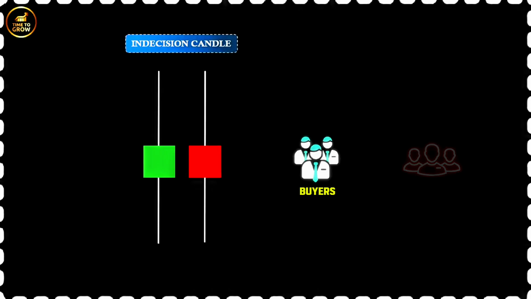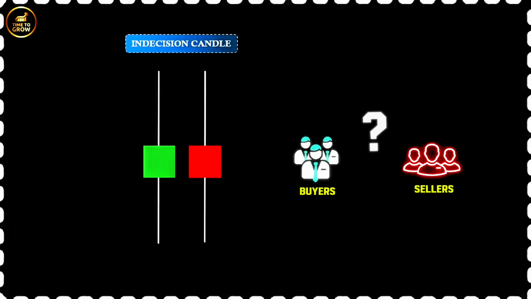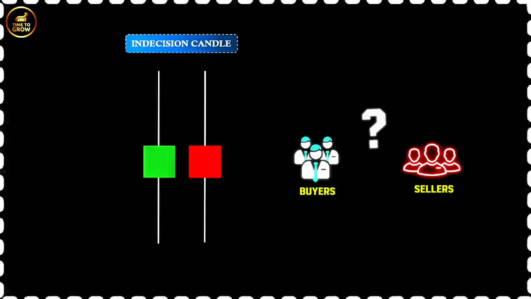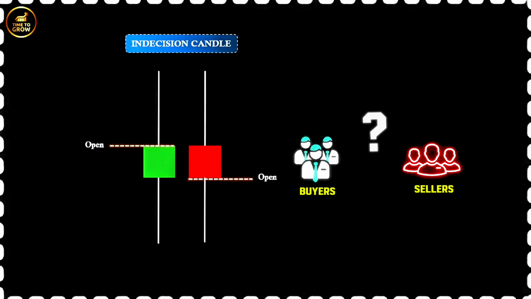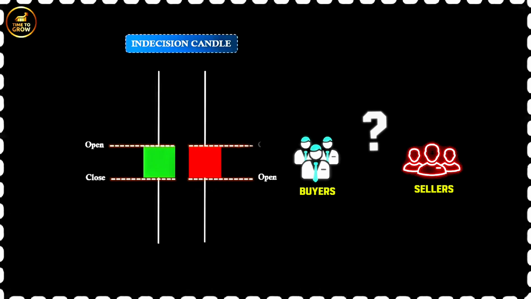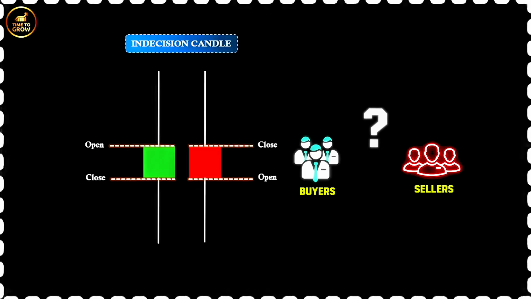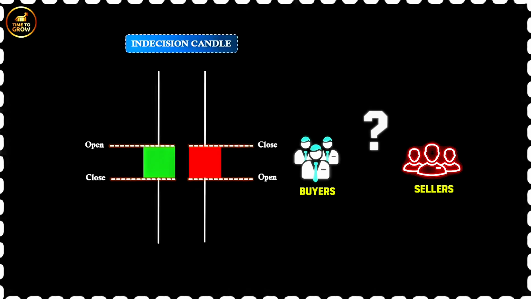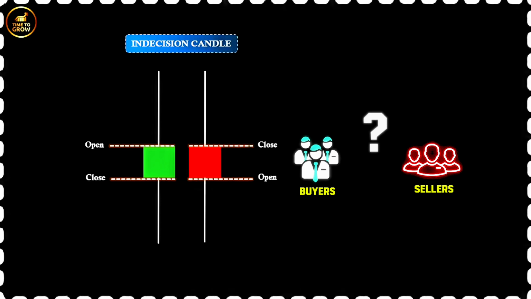Indecision candles, market confusion candles. These candles appear when buyers and sellers are uncertain about direction. In such candles, price opens at a level, moves both sides, and closes near the opening level. This creates long wicks on both ends with almost no real body. It means buyers are not in control. Sellers are not in control. The market is in pure uncertainty.